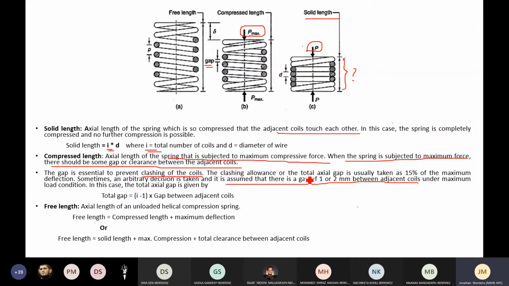And usually the total axial gap, that is, you have one gap over here. So this is one amount as depicted here.